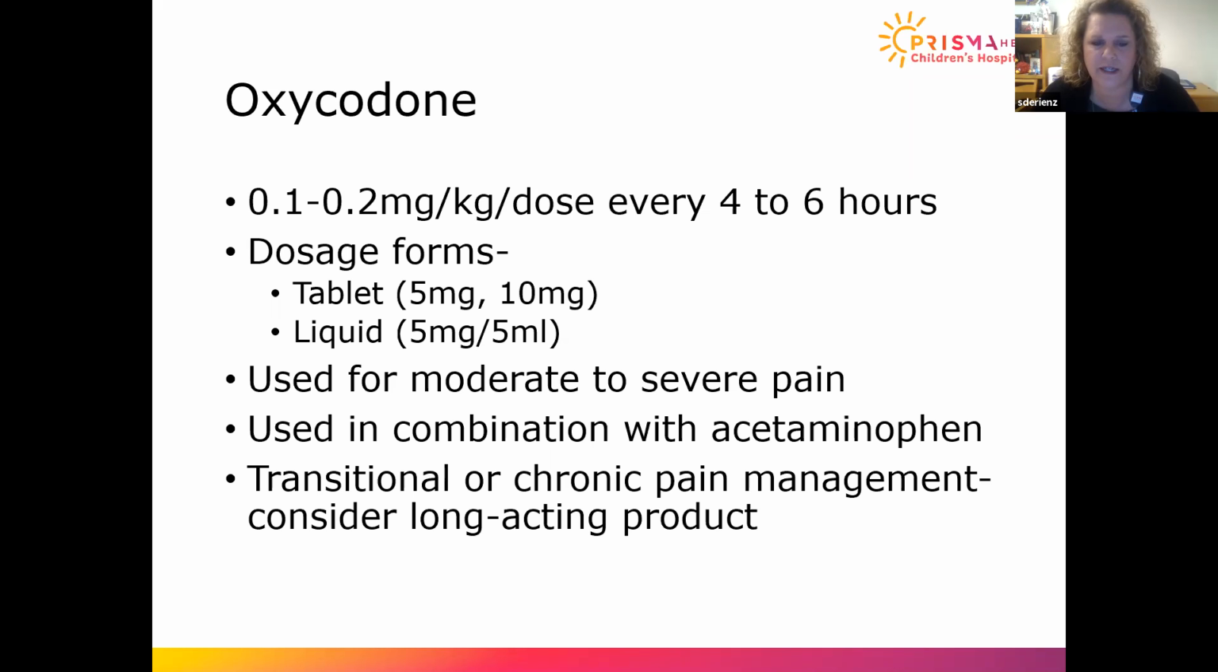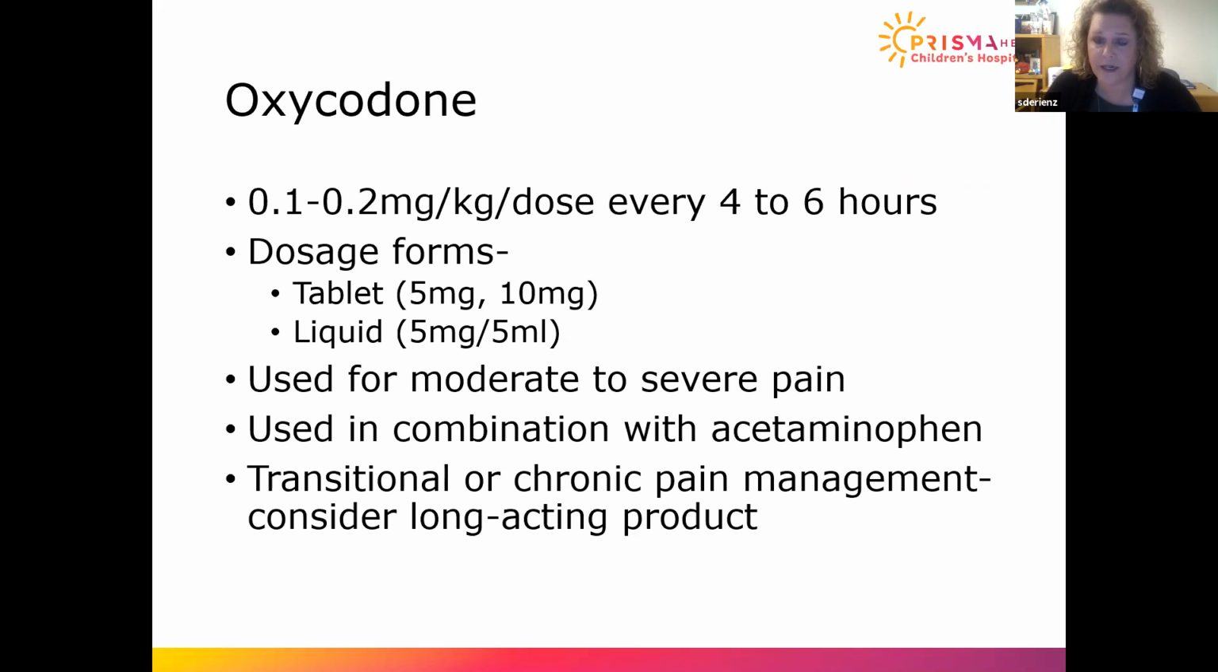But it was interesting to see all the different tablet sizes that are available now, even in the short acting formulation. Again, the liquid comes as 5 milligram per mil and is a great option for patients, especially younger patients who cannot swallow tablets or can be given through the G tube. Definitely used more for moderate to severe pain and can be used in combination with acetaminophen.